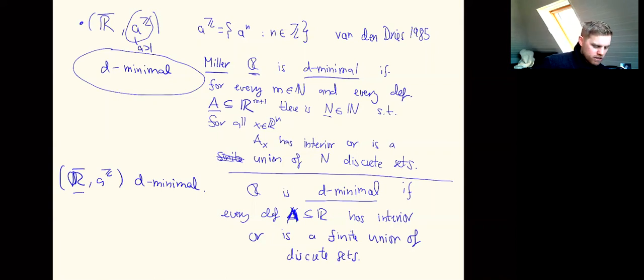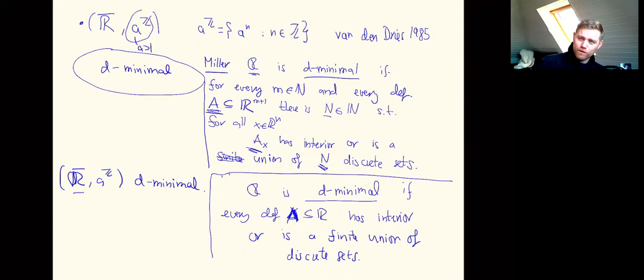Okay, and so in some sense, Chris could have defined it like this, but he didn't. What Chris directly defined was a uniform d-minimality. Whenever you have a definable set like this, and look at all the fibers, there has to be an n such that if the fibers are finite unions of discrete sets, then they are only a union of n discrete sets. So when Chris defined this back in the day, he decided to directly define d-minimality in a uniform way. Right?